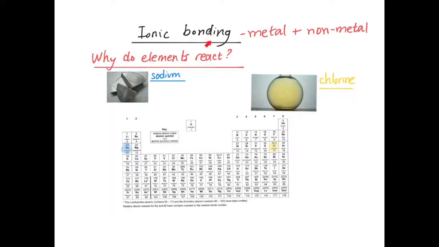Ionic bonding is what happens when a metal reacts with a non-metal. When elements react to form an ionic compound, the metals lose electrons to get a full outer shell of electrons, and non-metals gain the electrons from the metal to get a full outer shell of electrons. So in this example, I'm going to look at sodium, which is a metal, and chlorine, which is a non-metal.